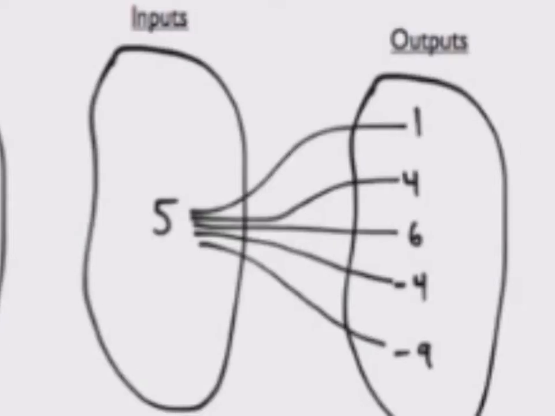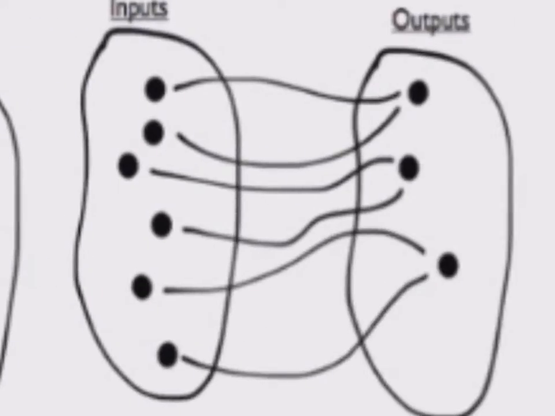In the upper right, we don't have any numbers to work with here, but I'm looking at my inputs and every single input has exactly one arrow coming from it. That means every input has exactly one output. Yes, we are looking at a function.